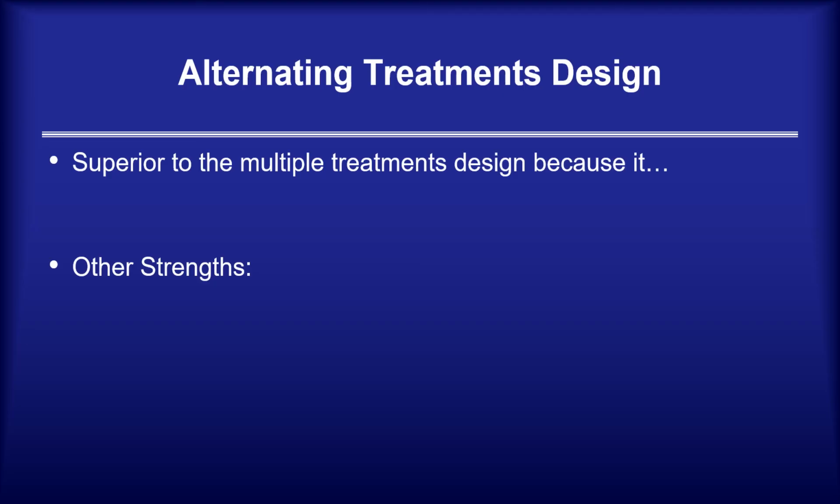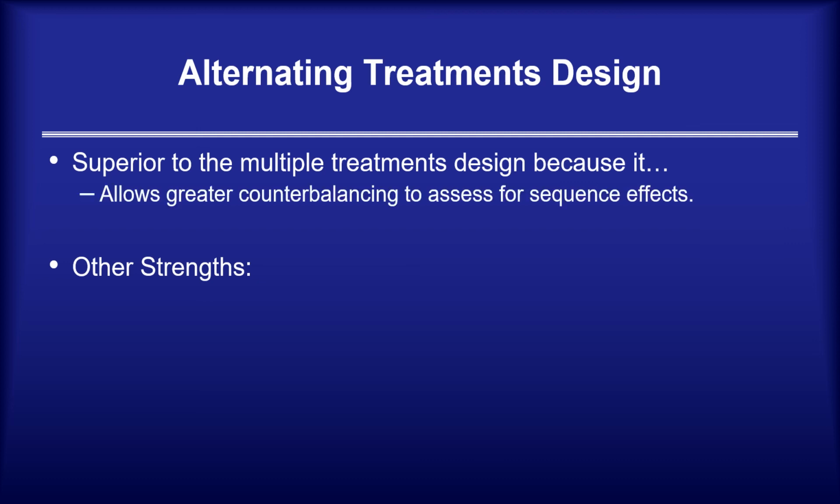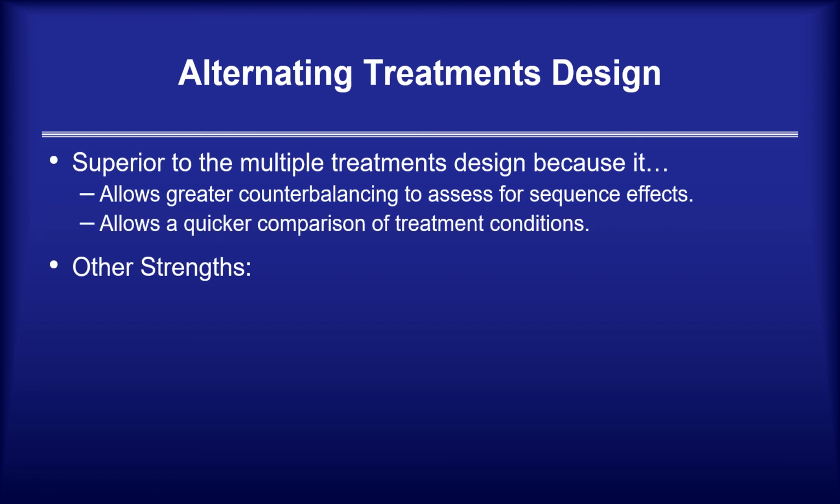An alternating treatments design is in some ways superior to the multiple treatments design. For one thing, it allows greater counterbalancing to assess for sequence effects. Since conditions are rapidly alternated rather than repeatedly experienced until steady-state responding, you can have more instances of counterbalancing than you would in a reversal design. Additionally, it allows for a quicker comparison of treatment conditions, since you don't have to wait for steady-state responding. Even without steady-state, you can still compare across conditions.